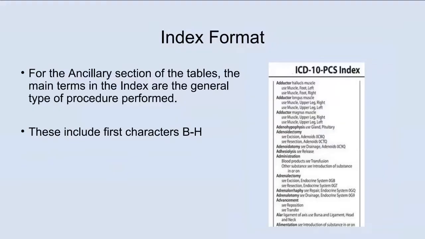The index also includes main terms for the ancillary sections B through H. These use type of procedure, not root operations, as the main terms. So for example, let's look at administration. It says see transfusion and introduction. So this has the main term for the ancillary section and for the specific section for administration, and then gives you additional information.